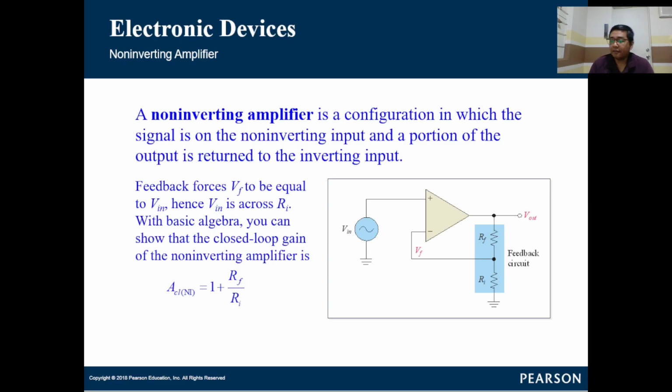Alright, so we have this gain, the closed loop gain, A sub CL, of the non-inverting amplifier is equal to 1 plus RF over RI. But let us derive that. Paano ba tayo nagkaroon ng ganyang closed loop voltage gain for the non-inverting amplifier?